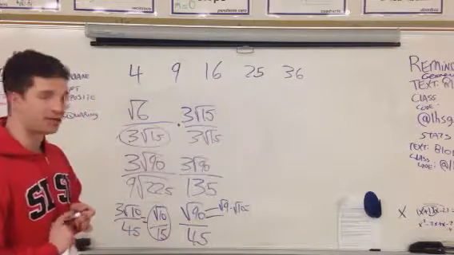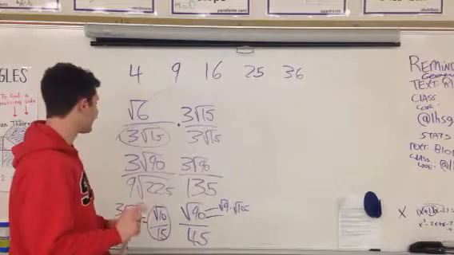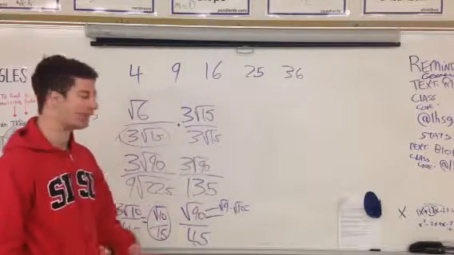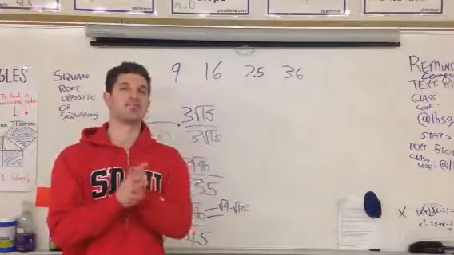So that one took a bit longer. What caused it to take longer is just the fact that we had to break down the square root of 90, and we had to reduce fractions a couple of times. So that is dividing radicals.